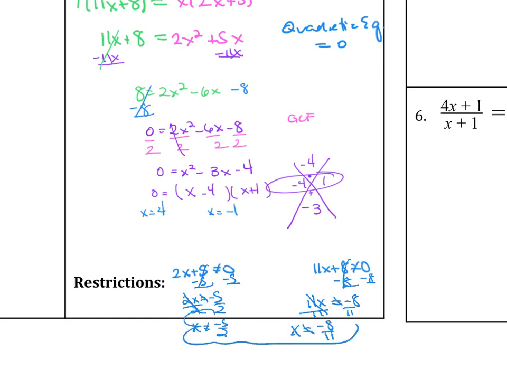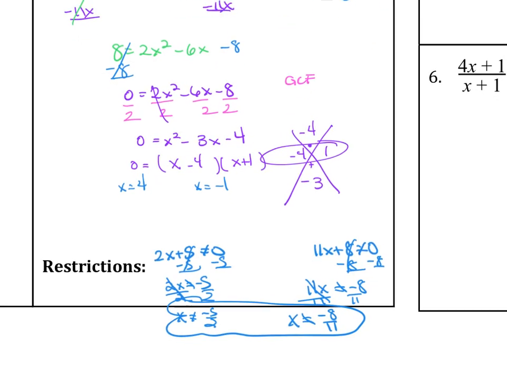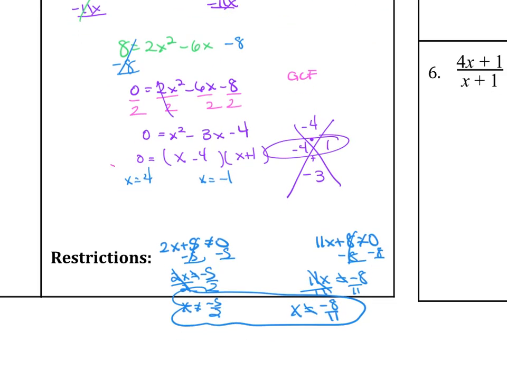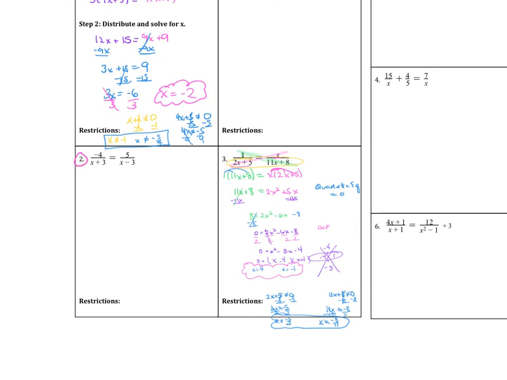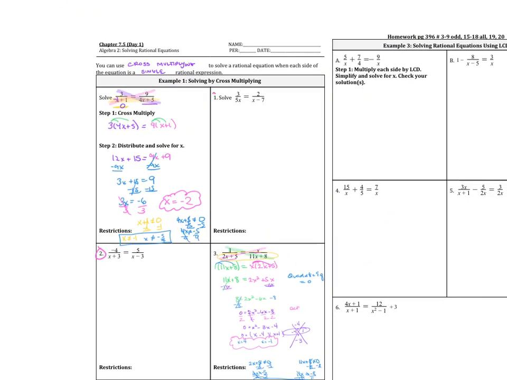So those are our restrictions. And that means that our answers here, x equals 4 and x equals negative 1, are the answers to this equation. Again, we could plug it in to see if it's true, but for now, let's just focus on whether or not it hits our restrictions. So now you can do number 2 and also number 1.